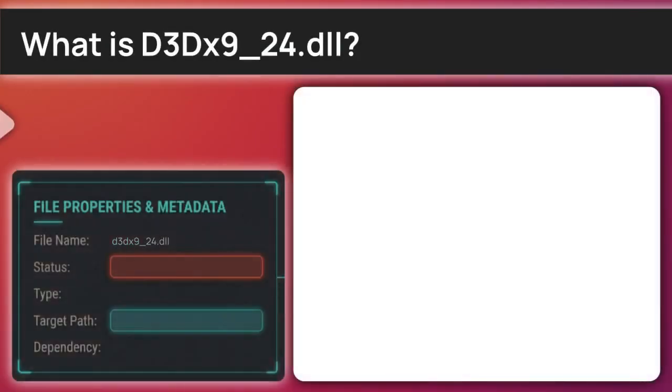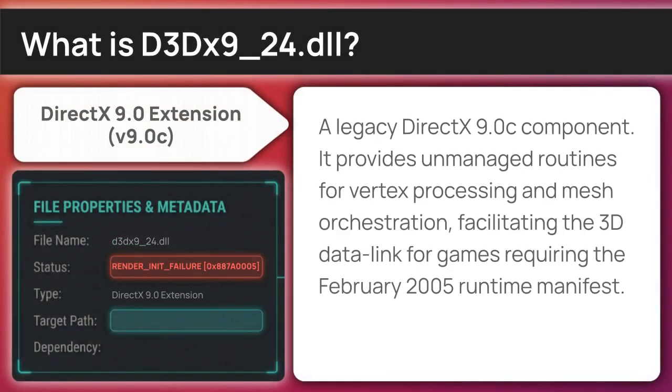This is the Direct3DX9 Update 24, a legacy DirectX 9.0 C component. It provides unmanaged routines for vertex processing and mesh orchestration, facilitating the 3D data link for games requiring the February 2005 runtime manifest. With that context in mind, our first logical step is a clean reinstallation.